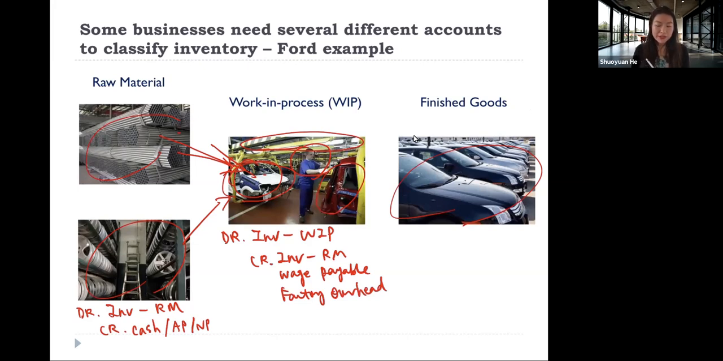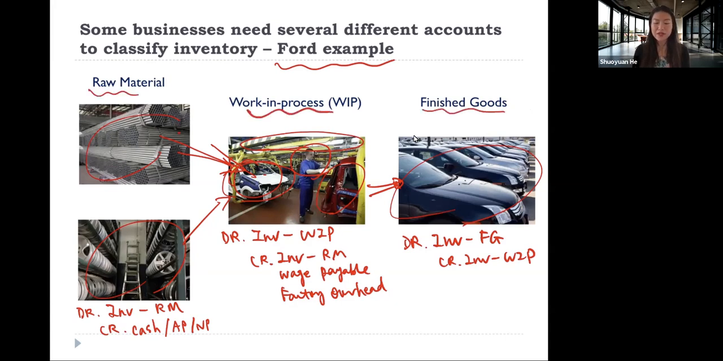And then after this car has been finished, we need to move the working process into finished goods. And the journal entry is to debit inventory, finished goods, credit inventory, working process. So those are the journal entries we do. So this is one kind of business. Ford Motor is a typical manufacturer business. And those are the typical inventory accounts that we use for a manufacturer business.